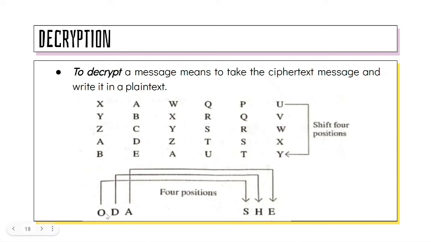Okay? So from letter O, count 4: P, Q, R, S. The fourth one is letter S. The same with letter D. Count 4: E, F, G, H. The fourth one is the letter H. And also with letter A, count 4: B, C, D, and E. So that is how to decrypt the ciphertext message into plain text. Okay?